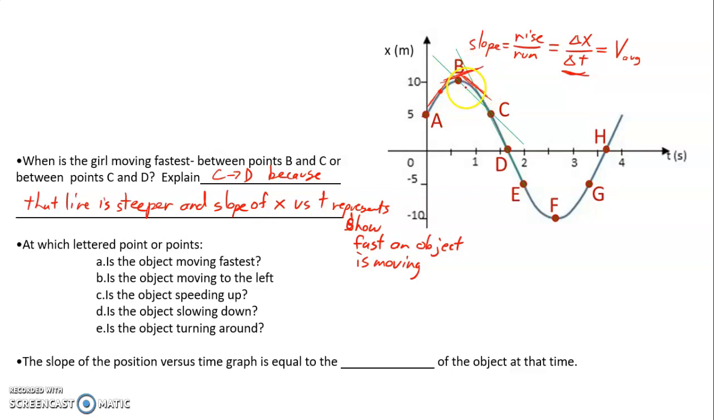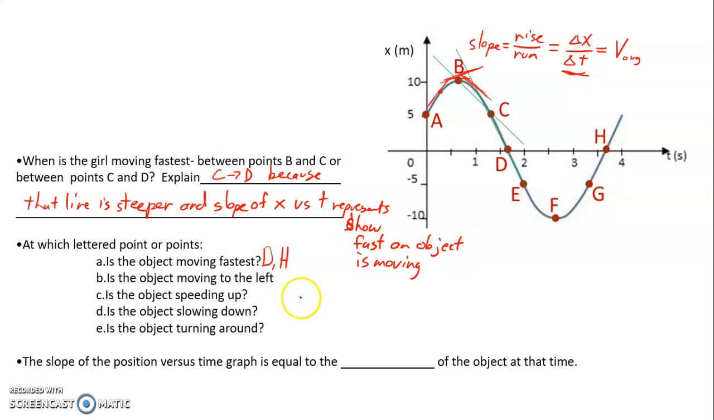So when is the slope the steepest? On this, it starts off fairly steep, gets less and less steep. Then there's zero steepness there. And now it's getting steeper and steeper all the way to point D. So point D is when it's moving fastest. Then it gets less and less steep. And then it gets more and more steep through here. And then at point H, it's also very steep.